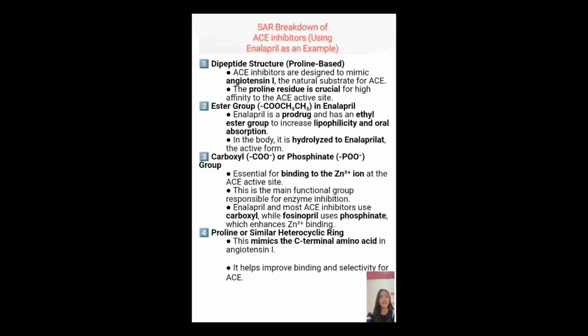Third is the carboxyl group, which is COO or phosphonate POO group. It is essential for binding to the zinc ion at the ACE active site. So this is the main functional group responsible for enzyme inhibition, and enalapril, like most ACE inhibitors, uses carboxyl, while fosinopril uses phosphonate, which enhances zinc binding.